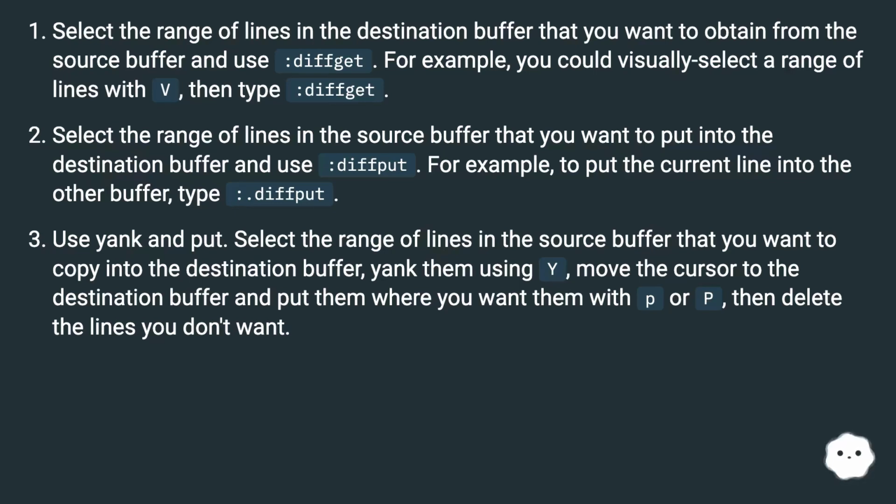Use yank and put. Select the range of lines in the source buffer that you want to copy into the destination buffer, yank them using y, move the cursor to the destination buffer and put them where you want them with p or P, then delete the lines you don't want.